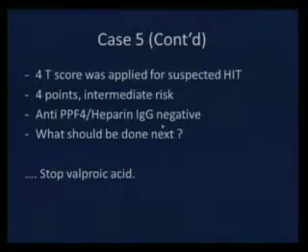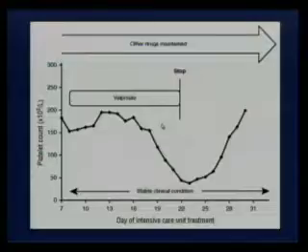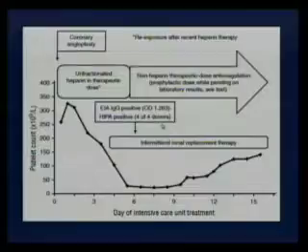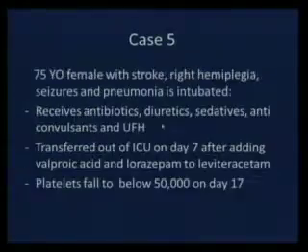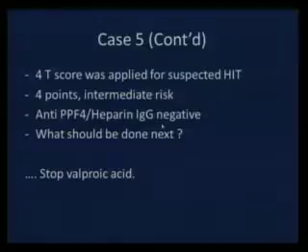There is a score called 4T score. I'm not going to go into details of that 4T score, but it's usually used for suspected HIT. I'll come to the 4T score later. 4 points gives us intermediate risk in this patient. 0 to 3 is low risk. 4 to 6 is intermediate risk, and more than that is high risk.